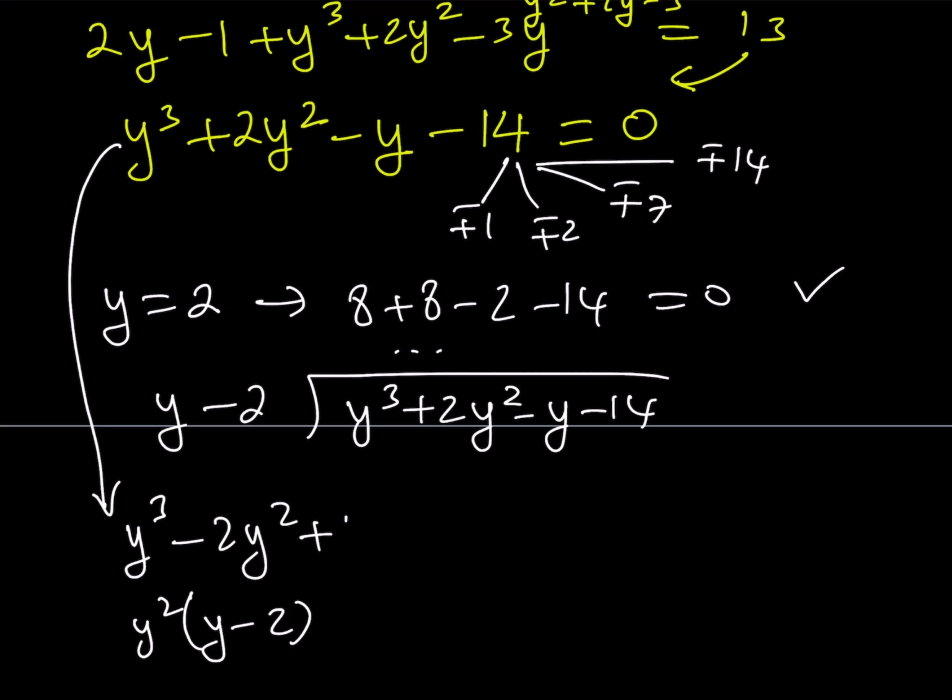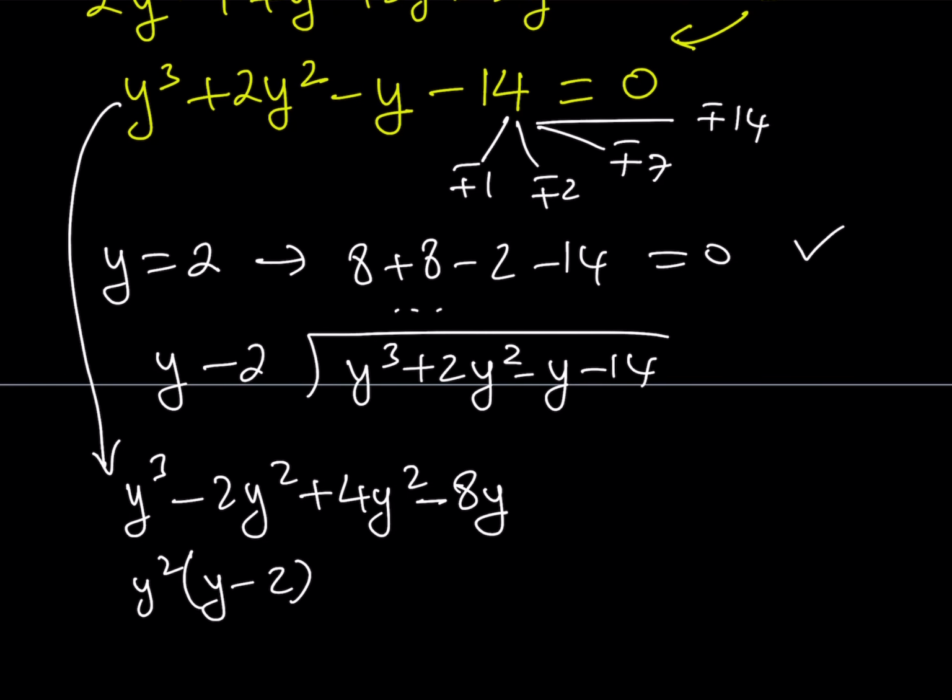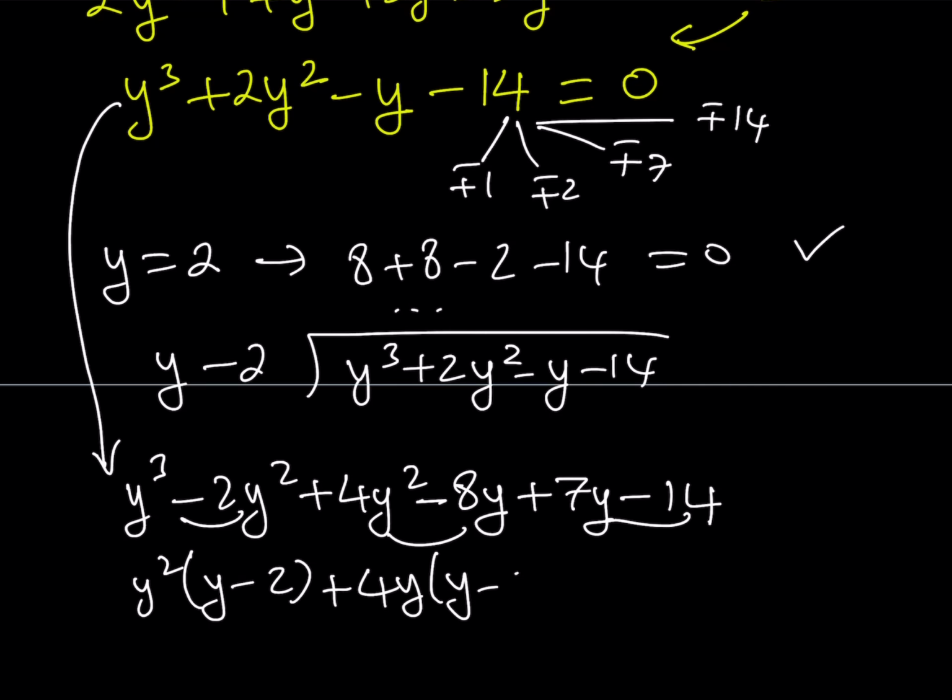But that means I have to add 4y squared to get the 2y squared back, and then I have to subtract 8y again to make it divisible by y minus 2. In other words, the second coefficient must be 2 times the first coefficient, and the sign must be minus. And then I do need negative 1y, so I have to add positive 7y, and then of course the last term is just going to stay like that. So now we can factor this by grouping, and here we take out 4y. This is just a cooler way to do it. It's pretty much long division or synthetic, but it's just nicer.